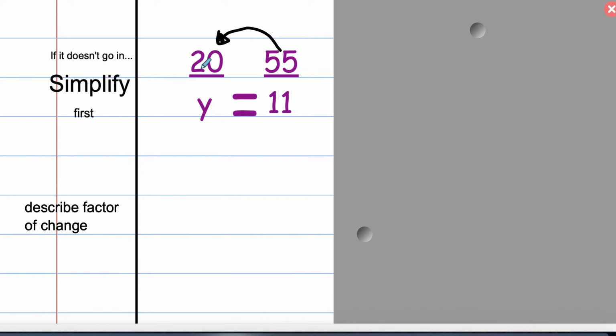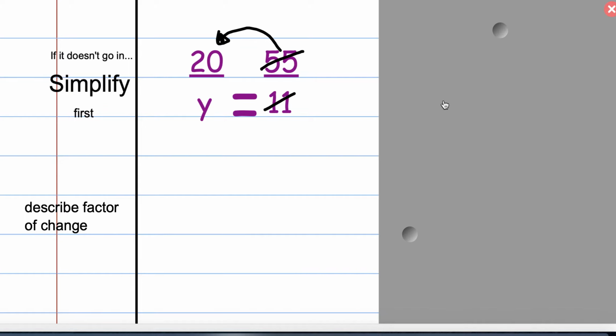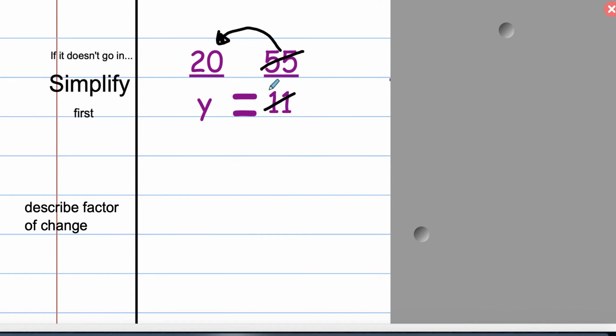How did I go from 55 to 20? I can't. So let's see if we can simplify first. Well, 11 goes into both 55 and 11. And we simplify first. That's why I want you to write this. 11 goes in there 5 times, and 11 goes in there once. So now how did I go from 5 to 20? I times by 4, and this would be 4. The factor of change in this case, I went down by 5. I made it 5 times smaller to then make it 4 times bigger. That's how I would describe the factor of change. Stop the video and try this one.